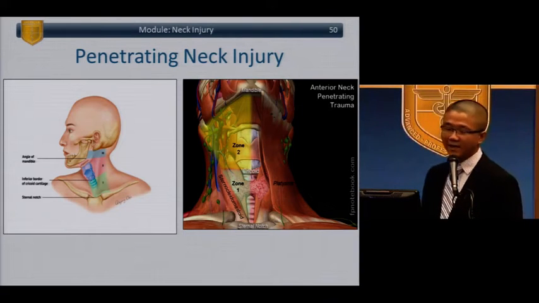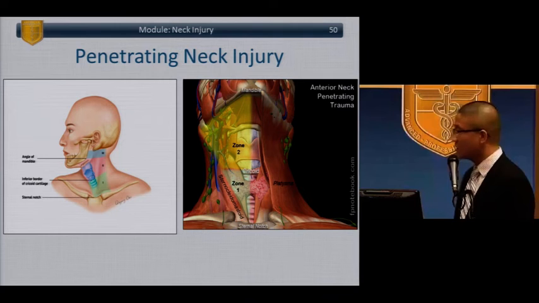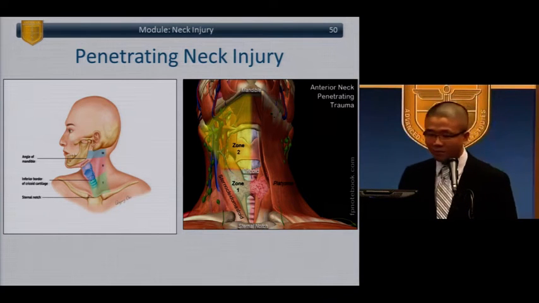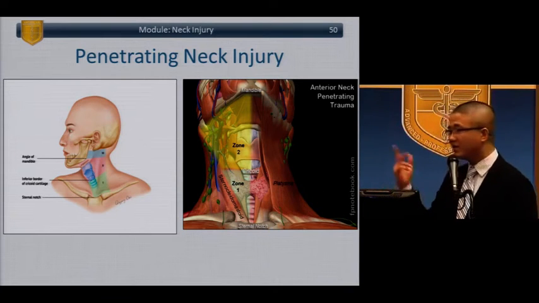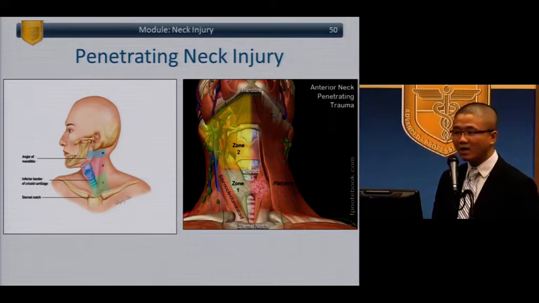Okay, penetrating neck injury, classic zones. From the manubrium of the sternum to the cricoid, from the cricoid to the angle of the mandible, and then everything above the angle of the jaw is zone 1, 2, and 3, respectively.